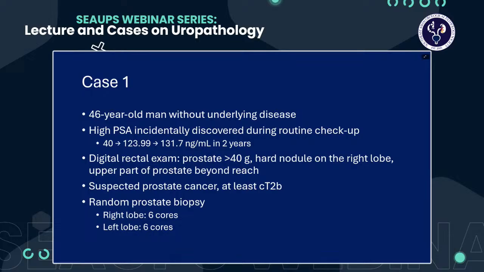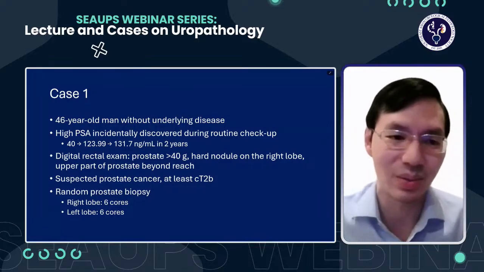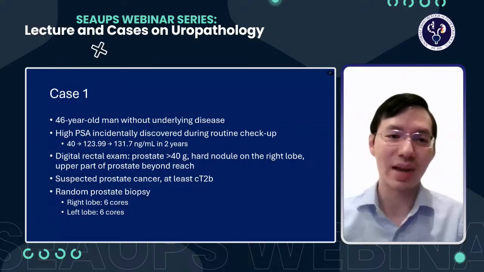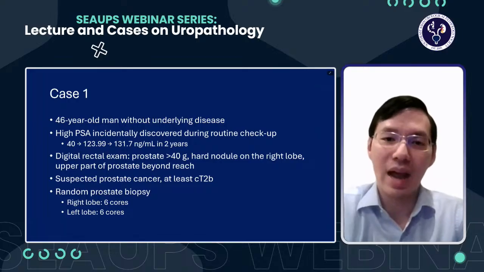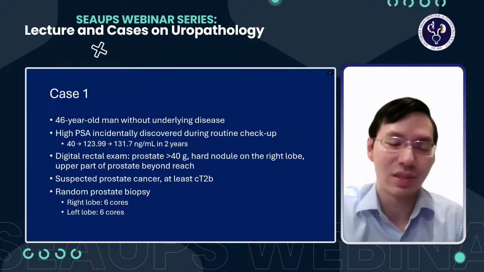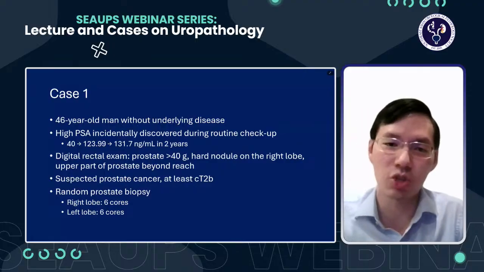My case, the patient is a 46-year-old man without any underlying disease, and he was found to have a high PSA incidentally on his routine checkup. Initially, it was in the 40s, and over 2 years, it rose to 131.7. And then he decided it's about time to see a doctor. So he went to see a urologist. He did a rectal exam, and his prostate was enlarged, estimated to be more than 40 grams, and there was a hard nodule in the right lobe. So the urologist suspected that the patient has prostate cancer, at least clinical stage 2B.